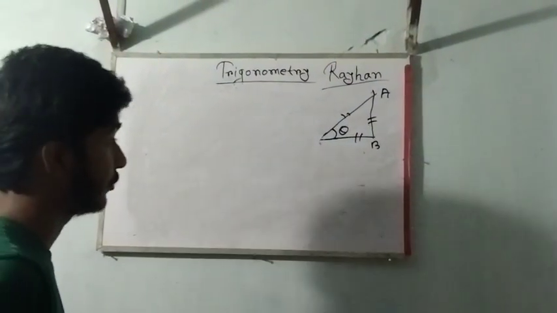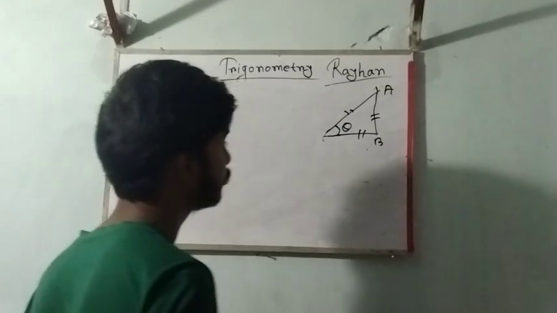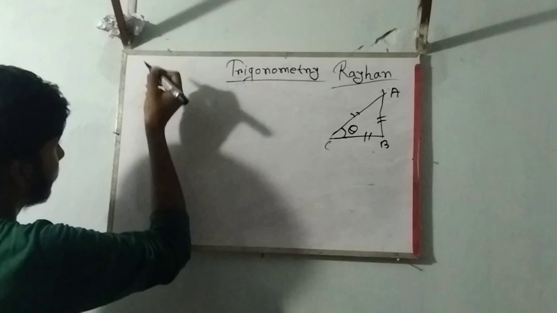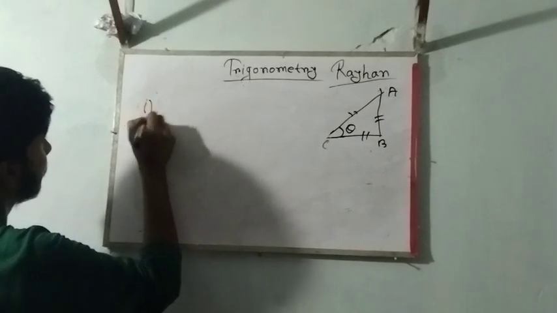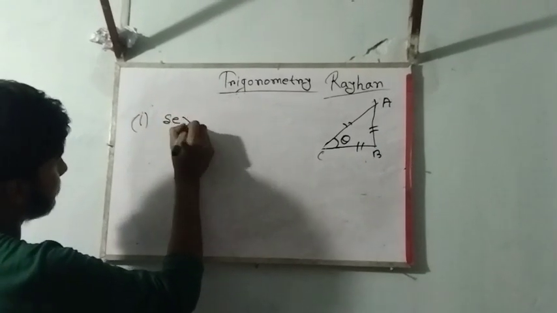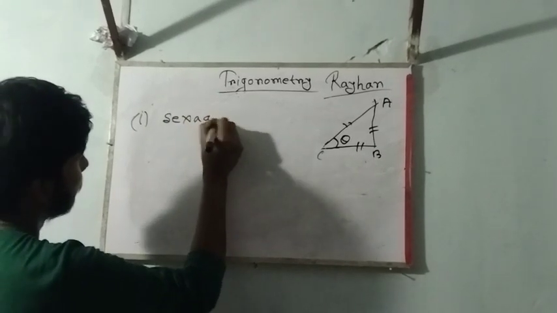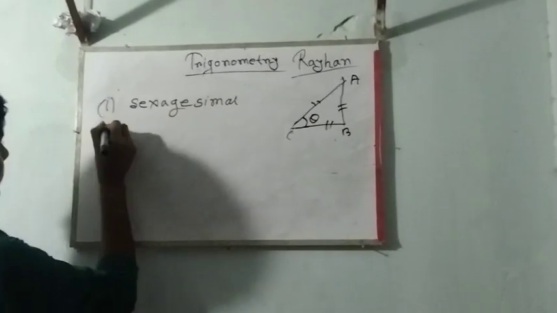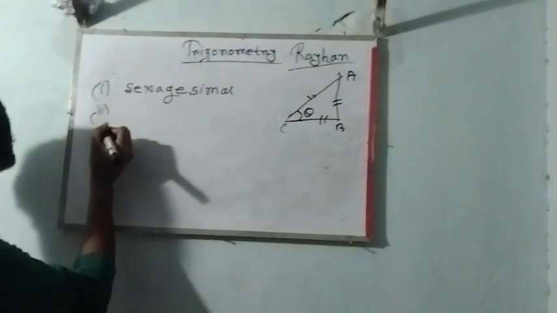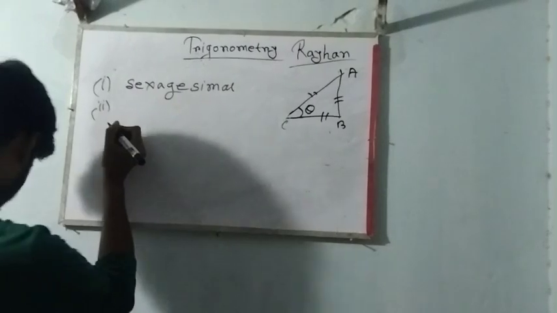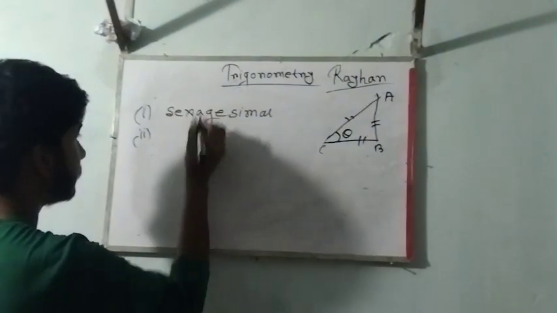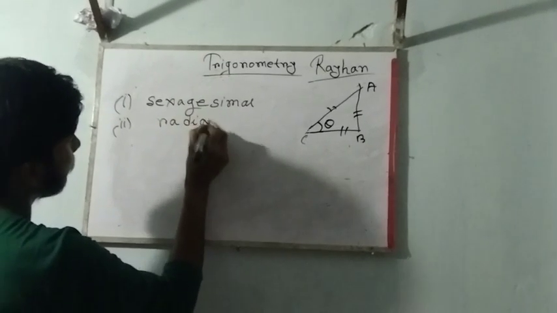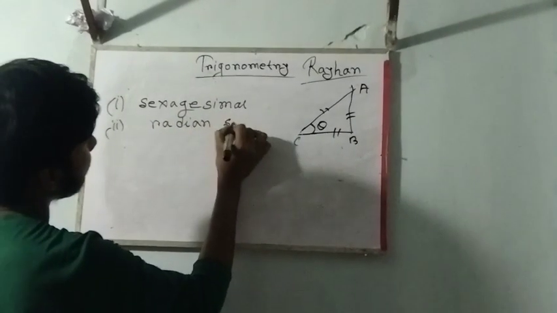Now we will talk about the measurement systems of angle. There are two measurement systems of angle. One is the sexagesimal system, and the other is called the radian system.